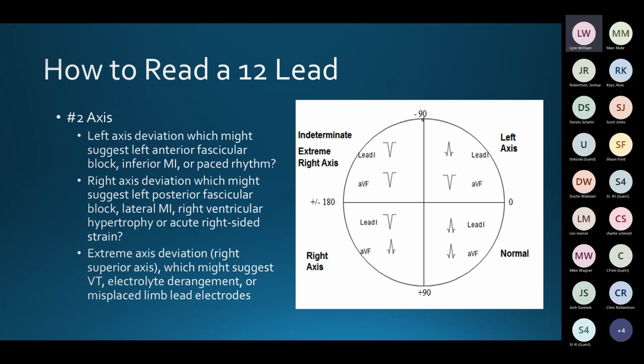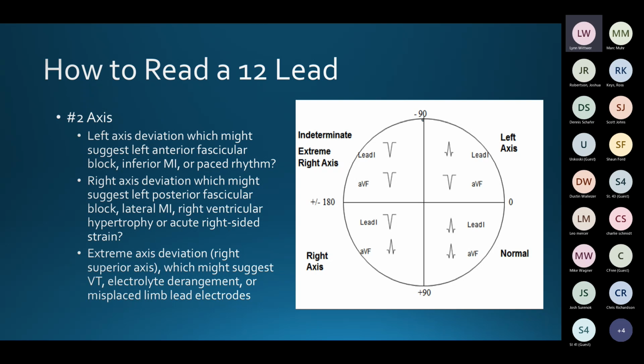What is called left axis, or primarily left axis, is the area from 0 to -90 on the compass. So it's in that right upper section. Normal axis is from 0 to +90. So-called right axis, which would indicate that the vector forces are primarily coming out of the right ventricle, the right heart.